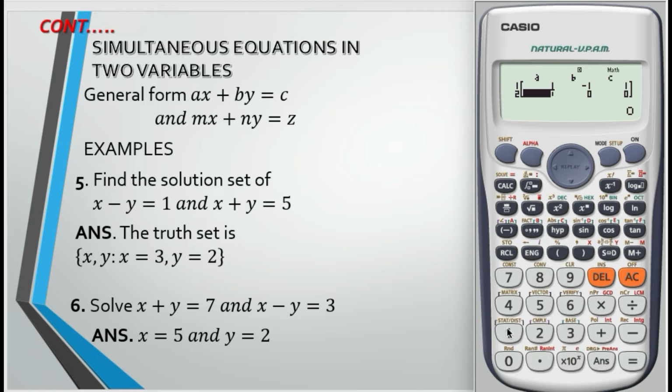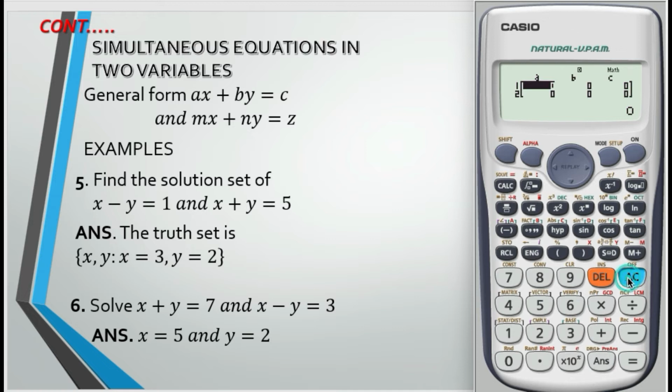The next equation, the coefficient of x is 1. Coefficient of y is also 1. And is equal to 5. Hit the equal sign. And so the value of x is 3 and y is what? 2, as we have been given here in the solution. The next example is solve x plus y equal to 7 and x minus y equal to 3.